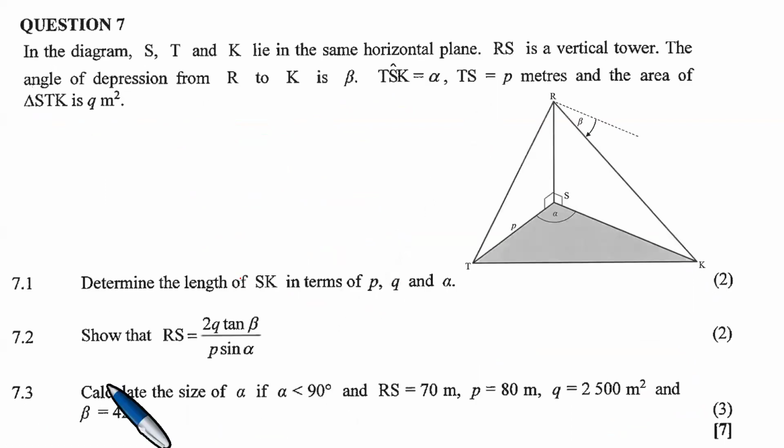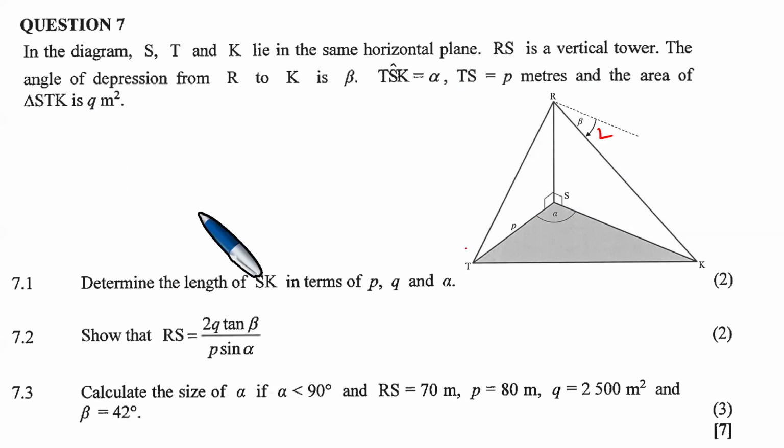Right. Okay, now the next question is question 7, as shown here. In the diagram, S, T, and K lie in the same horizontal plane. RS is the vertical tower. The angle of depression from R to K is beta. Here is the angle beta. Now the angle TSK is alpha. TS is P meters. And the area of triangle STK is Q.